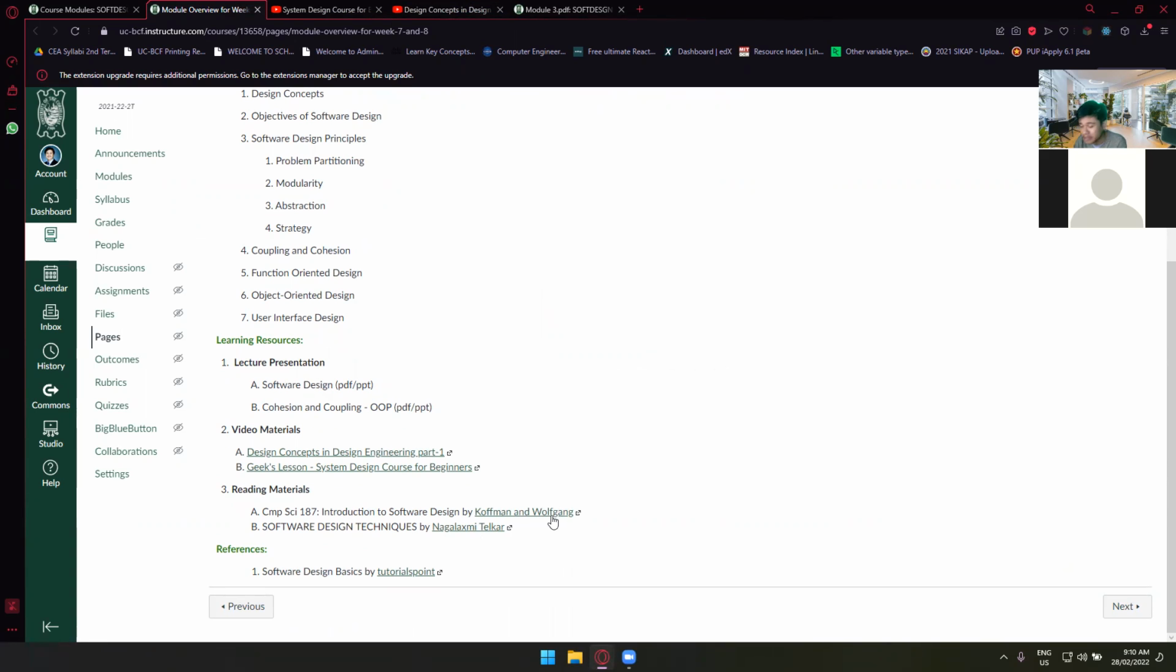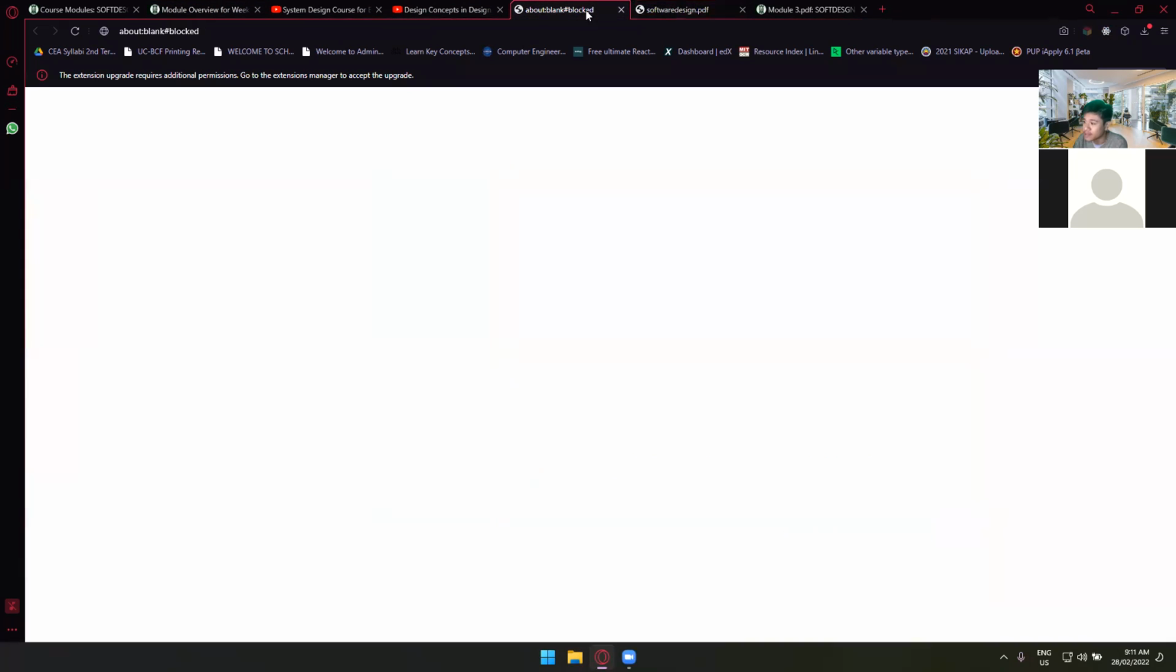This one came from Kaufman and Wolfgang, and the other one came from Nagalaxmi Talkar. So just check them out. This PDF talks about the software design itself. This one is from Kaufman and Wolfgang. Why is it black? I don't know what happened.